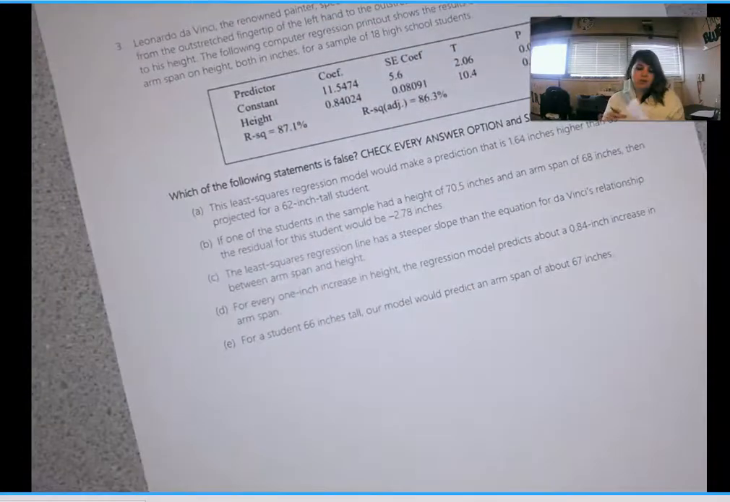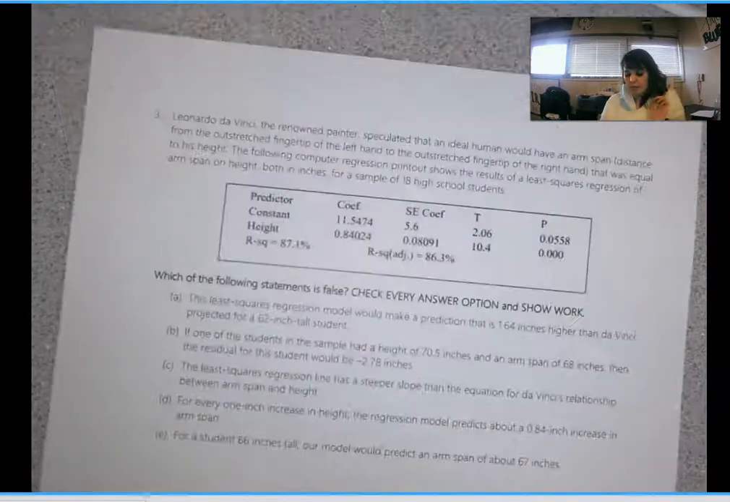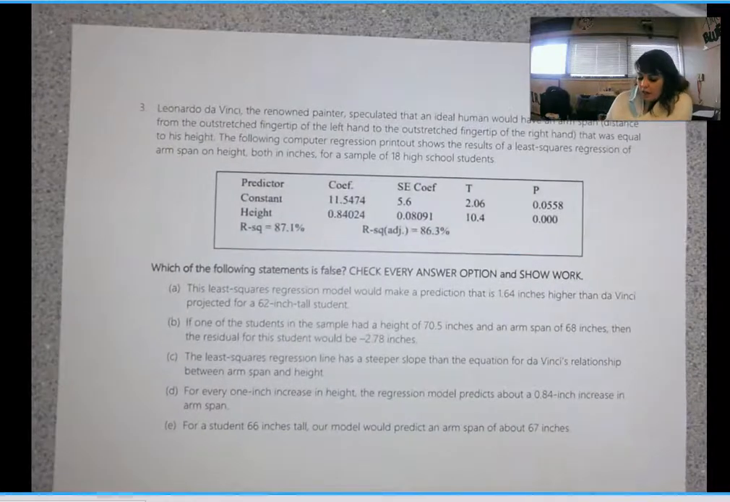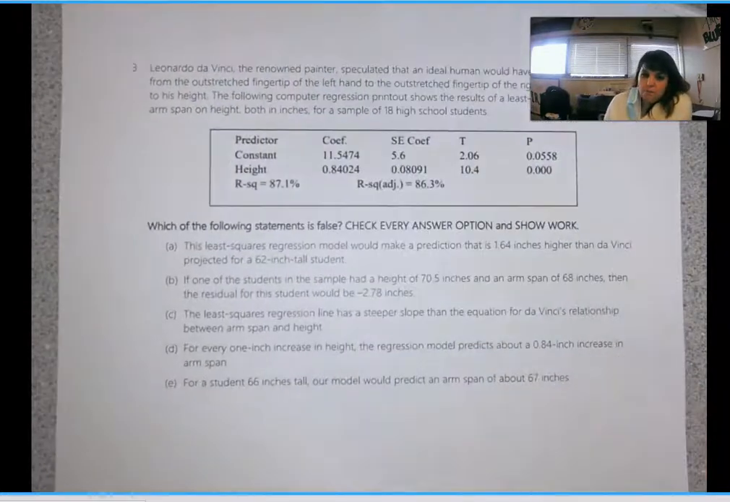Okay, the Da Vinci problem is the one that I figured that I would spend the most time on. I would make sure that you really understand and know how to do this problem. Hint.